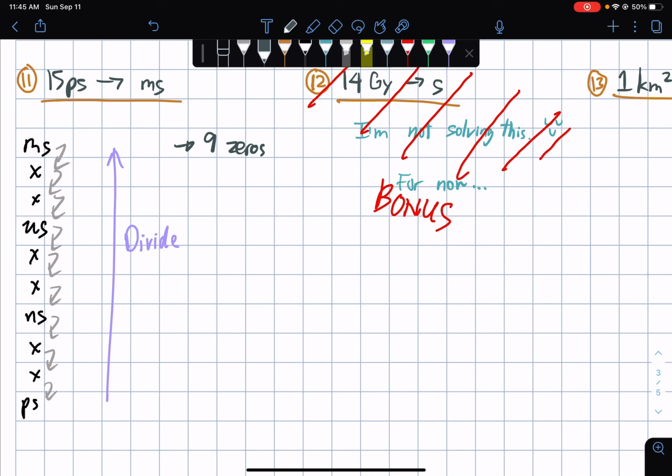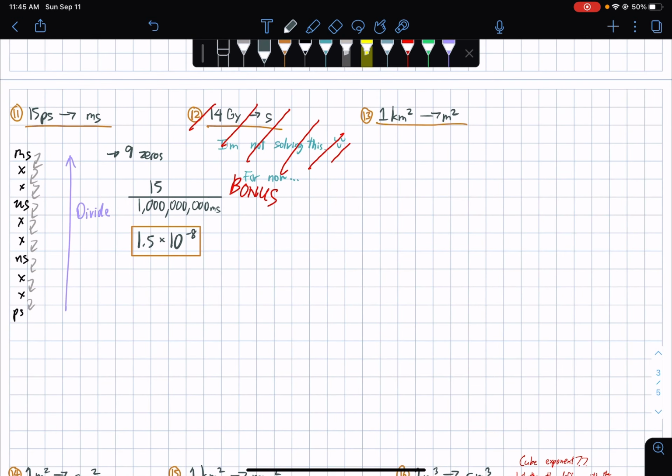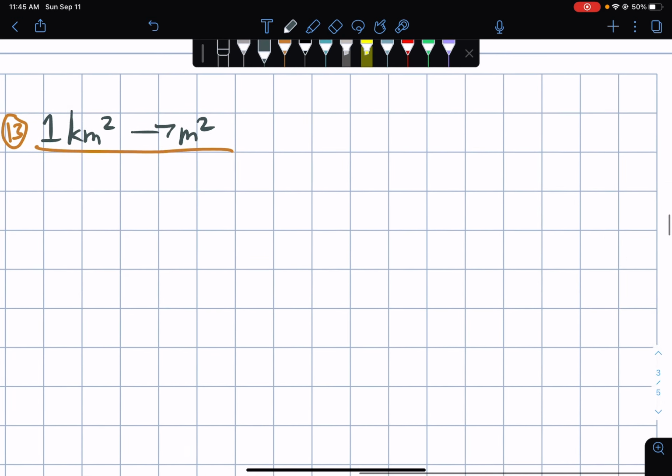And so yeah, 15 divided by how many zeros? 1, 2, 3, 4, 5, 6, 7, 8, 9 milliseconds. This is 1 billion, I think. Yeah, 1 billion, which is, in other words, 1.5 times 10 raised to negative 8. Here you go. Okay, for number 13.